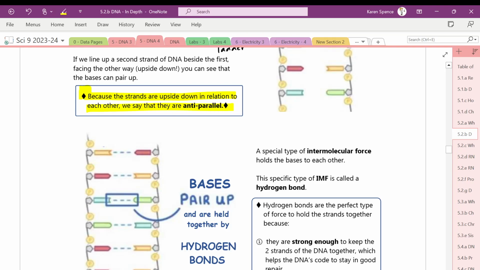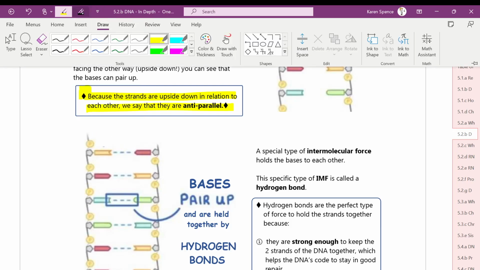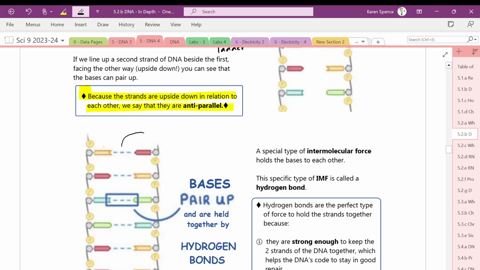Now, here are our 2 strands, and now they're actually stuck together. What do we have in the middle here, in between the 2 bases? Those are bonds. They are called hydrogen bonds. Okay, those are called hydrogen bonds, and that is a vocab word.